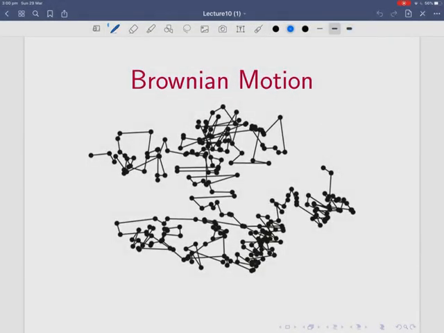Okay, in this lecture we're going to look at Brownian motion and a little bit of the fluctuation-dissipation theorem, and also at the end some financial applications of this kind of process. Brownian motion is absolutely fundamental to stat mech. It's one of the most important things we will do in this course.